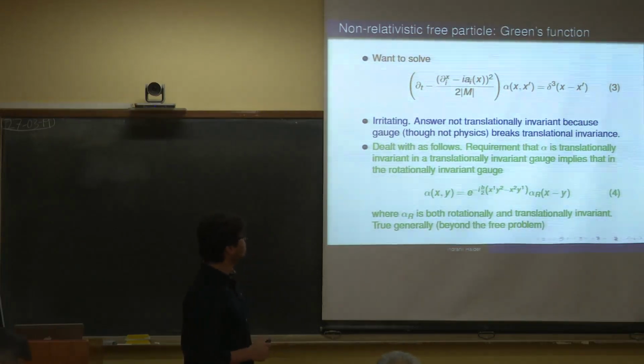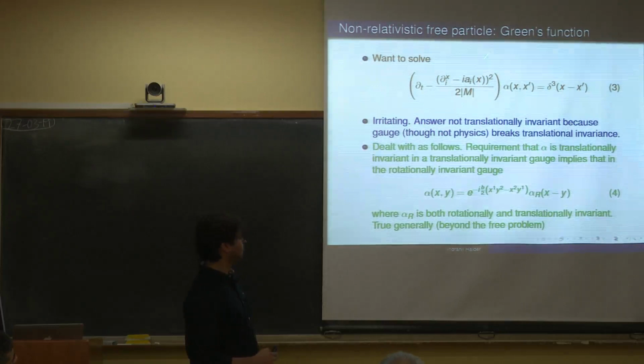Now we want to see the propagator for this free field. This propagator is denoted by this quantity alpha, which depends on 2 points x and x prime, and this differential operator gives you a delta function. We want to solve this equation. The first thing we note about this equation is that it is not a translationally invariant operator, because of this interaction, where A is the gauge field from the background magnetic field. So this alpha defined in this equation is not supposed to be translationally invariant.